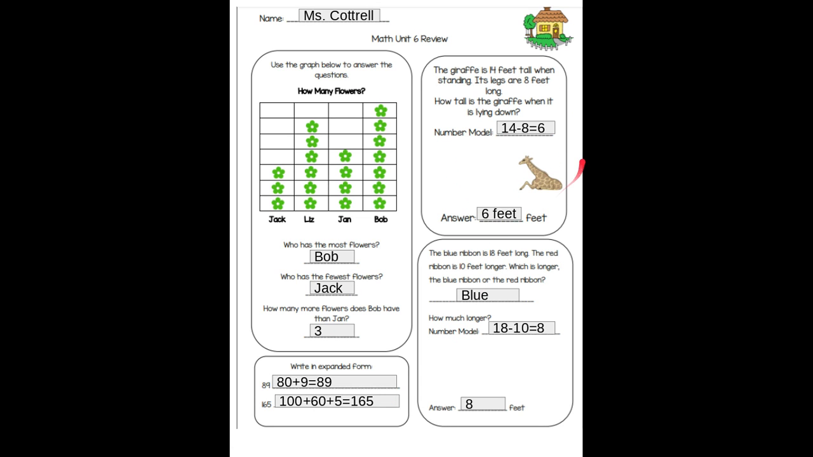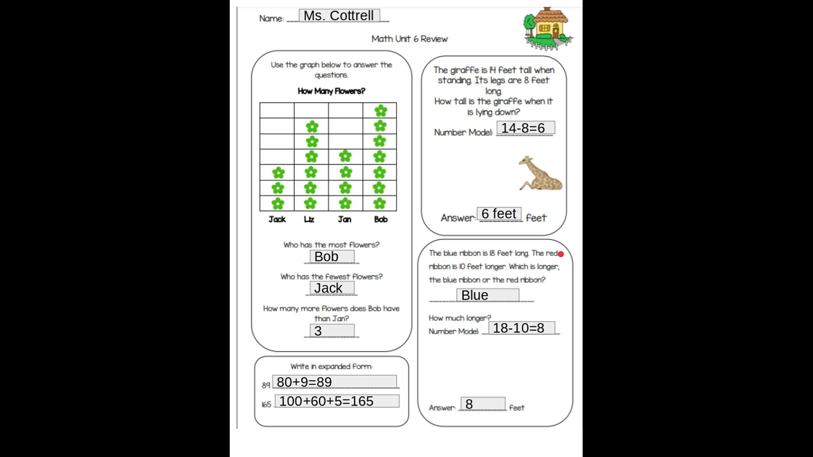Up here we have a number story about a giraffe that's 14 feet tall. Its legs are 8 feet tall or long. How tall is a giraffe when it is lying down? So when he's lying down, he's not up on his legs. His legs are tucked underneath him. So that's 8 feet of him that we are not measuring. So we're going to start with the 14 feet, which is what he is from toes to nose. We're going to take away the 8 feet from his legs because he's sitting on them and not standing on them right now. And 14 minus 8 is going to give us 6. So our answer is 6 feet.